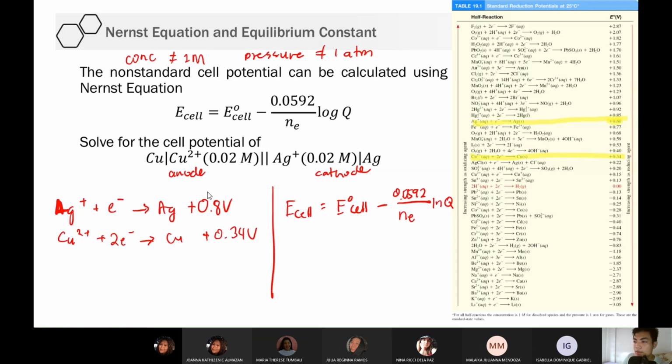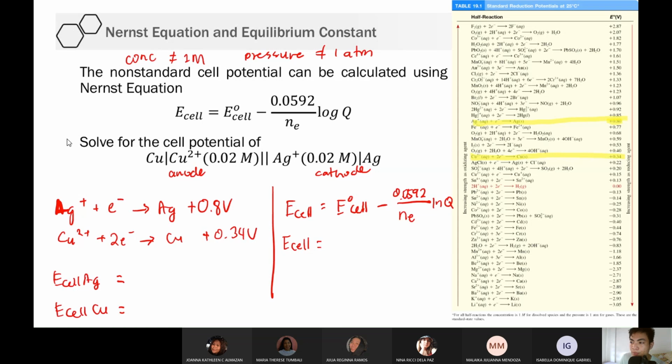Okay. So, yan. Let's solve for the new E cell of Ag. Okay. So if it is a standard solution, ang E naught ay 0.80 na. 0.8 na 'yon. Pero nakikita natin this is non-standard because the concentration is not 1 molar. Nakalagay dito 0.02 molar. Okay? So ibig sabihin I have to use the Nernst equation.